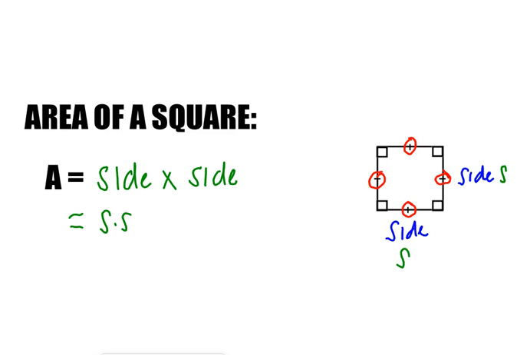Well, what is S times S? 2S? No, that's if I was adding them together. It would be S squared. So your formula for area of a square is S squared, your side length squared.